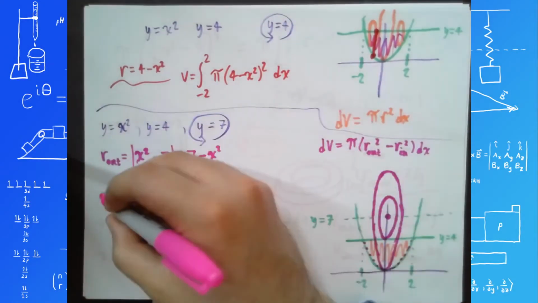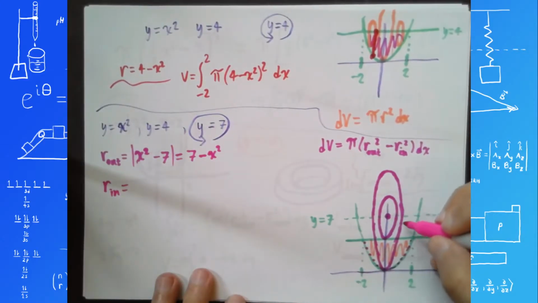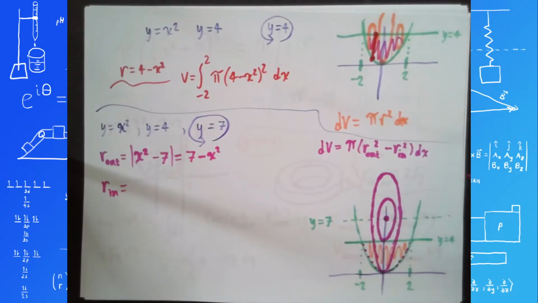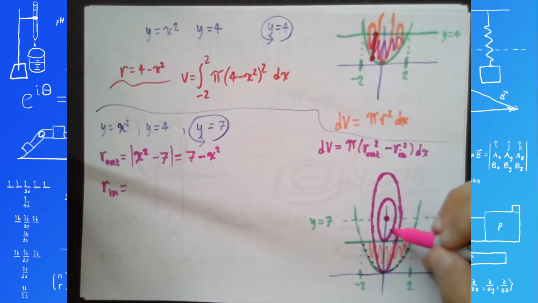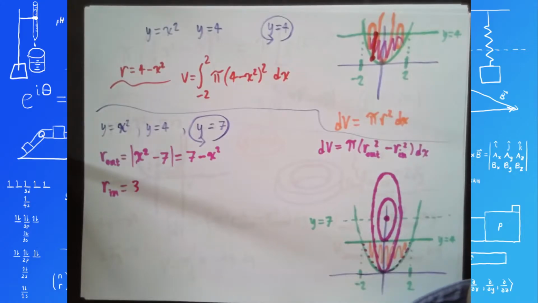Okay, and the inner radius is going to be constant, because at any given point, the distance from y equals 7 to the inner part of our object is just from y equals 7 to y equals 4. It's just a constant 3. Okay, and from there, I guess I'll just set up the integral, but not solve it, and that'll take care of that.